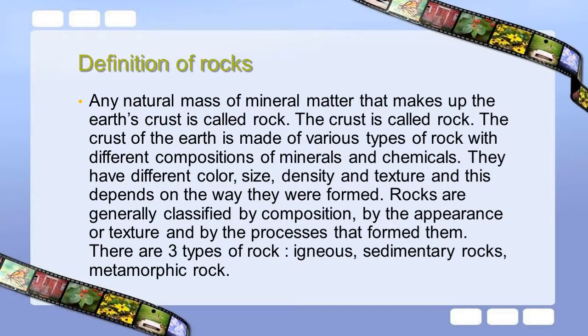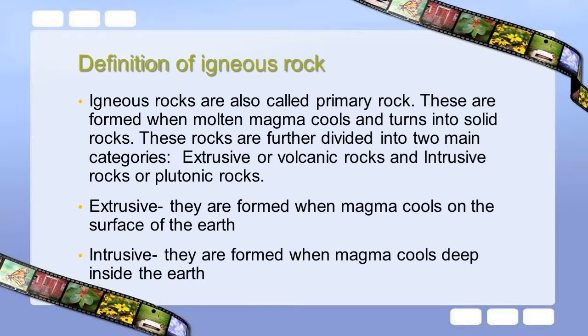So there are three types of rocks: igneous, sedimentary and metamorphic. Now what is an igneous rock? Igneous rocks are also called the primary rocks. These are formed when molten magma cools and turns into solid.